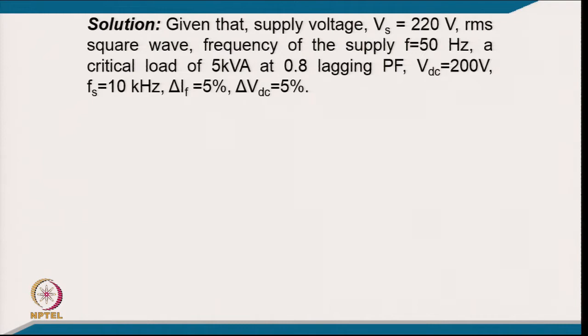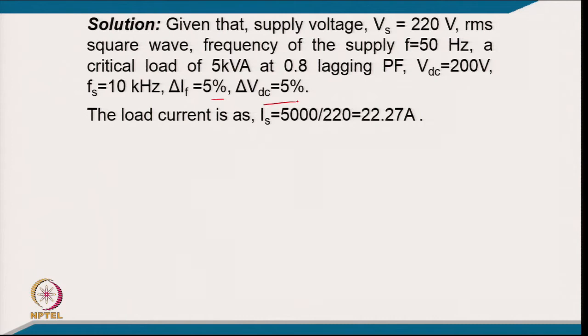Now coming to the numerical part. Given that the supply voltage Vs is 220 volt RMS square wave, supply frequency 50 Hz, a critical load of 5 kVA at 0.8 lagging power factor, VDC of 200 volt, switching frequency of 10 kilohertz, and ripple current of 5% with ripple voltage of 5%.